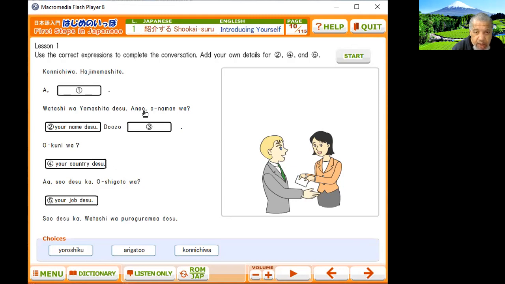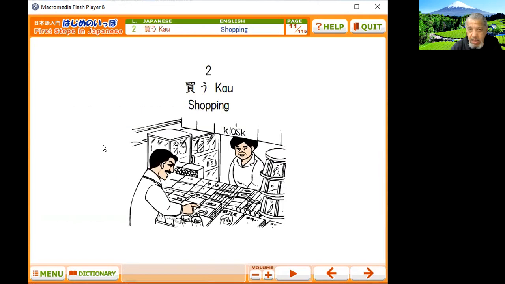私は山下です。お名前は？Number 2. You do them yourself. そうですか。お仕事は？私はプログラマーです。There are drills like that, fill in the blanks. Okay, next time we do 買い物, shopping.